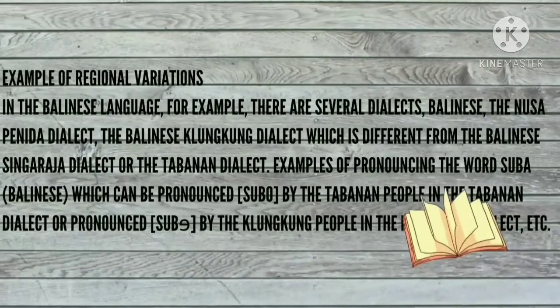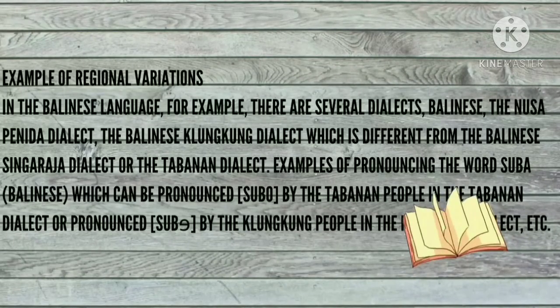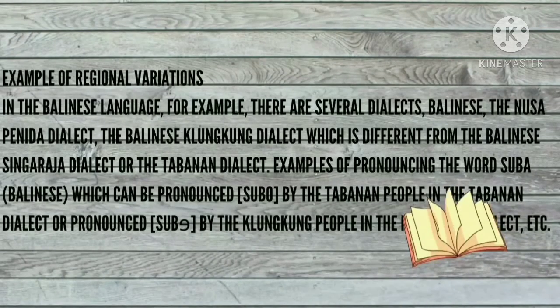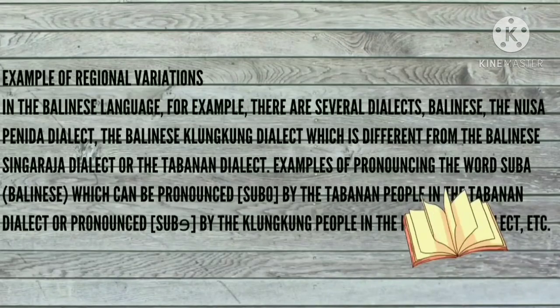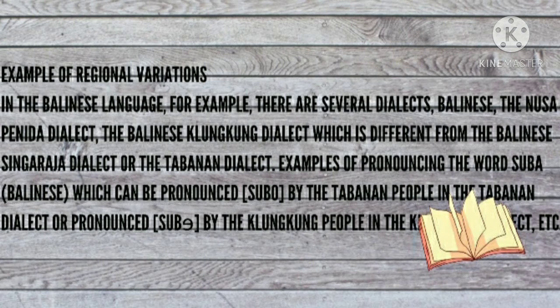And here I have an example of regional variations. In the Balinese language, for example, there are several dialects, like the Nusa Penida dialect and the Klungkung dialect, which are different from the Singaraja dialect or the Tabanan dialect. For example, the word Suba in Balinese can be pronounced Subo by the Tabanan people in the Tabanan dialect, or pronounced Sube by the Klungkung people in the Klungkung dialect.